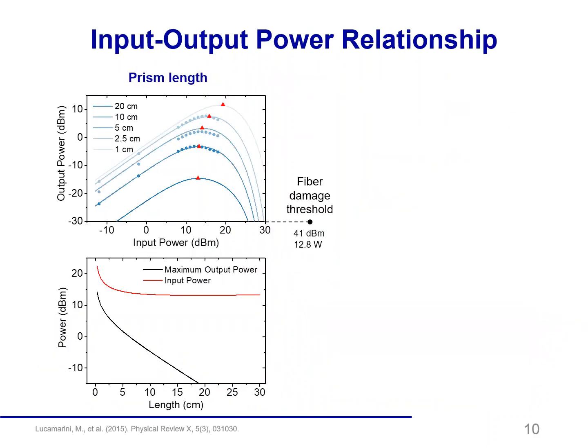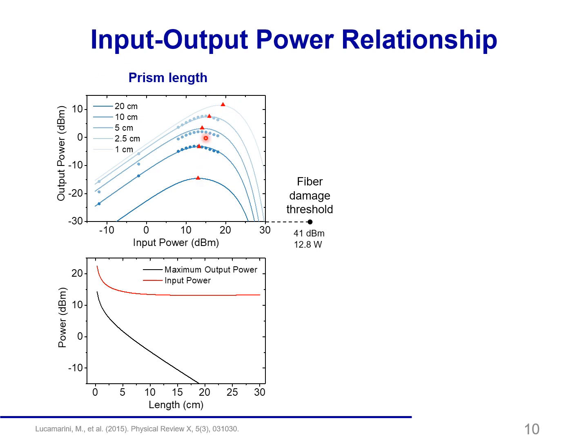With the theoretical model, we can calculate the input-output power relationship of such a device to confirm the power limiting effect. In this figure, you can see at first the output increases with the input, and after a certain threshold, the output starts to decrease. We notice here that the power will drop all the way down before the fiber diameter threshold, which is taken from this paper. By changing the prism length, we can shift the output maximum power downwards.